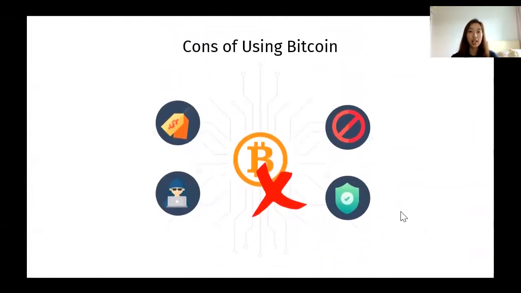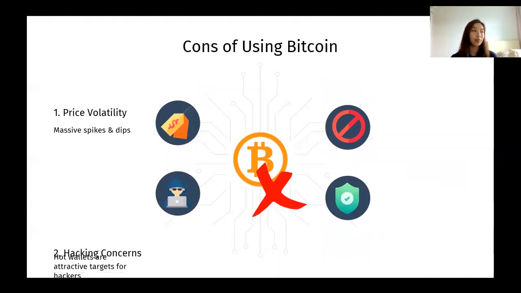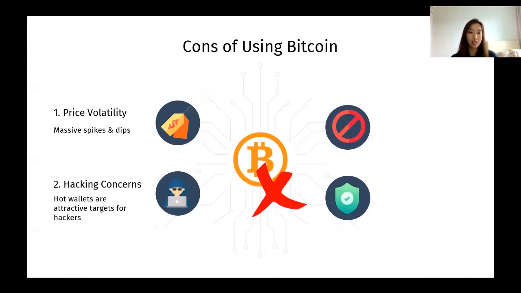And then on the other hand, we have some cons. So firstly, price volatility. There can be huge spikes in Bitcoin's prices, which is driven by speculators rushing into the market. So in 2017, there was an unprecedented boom, but then the price of Bitcoin fell by about 65% in 2018.